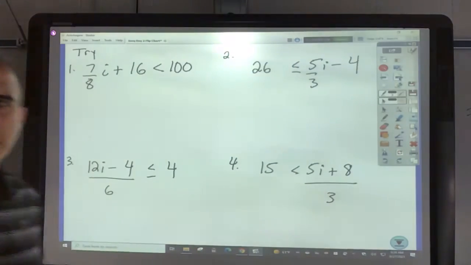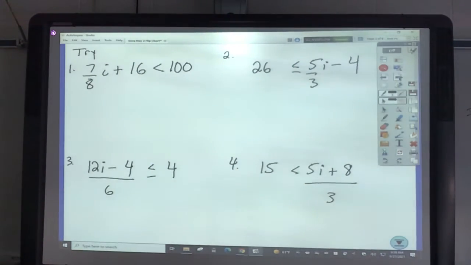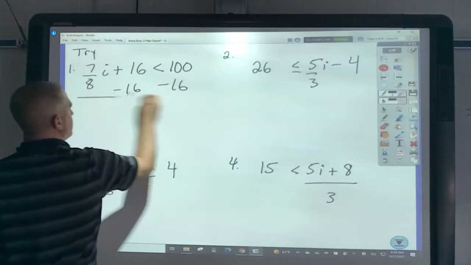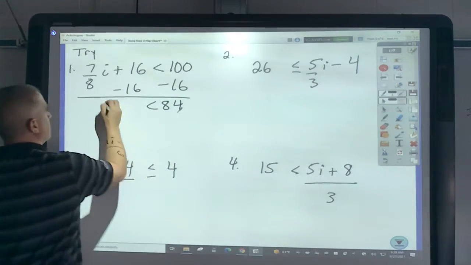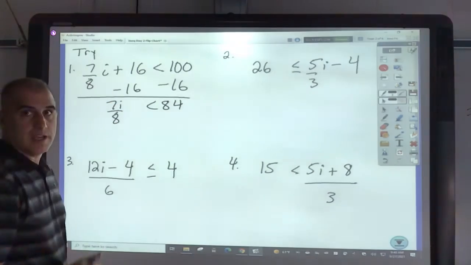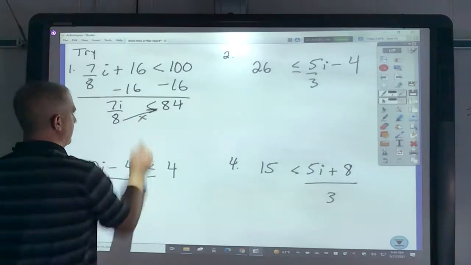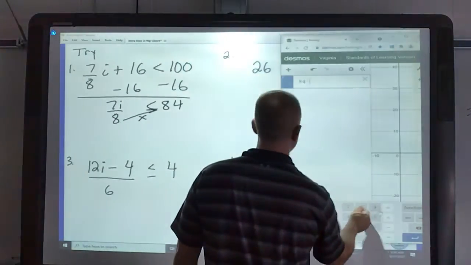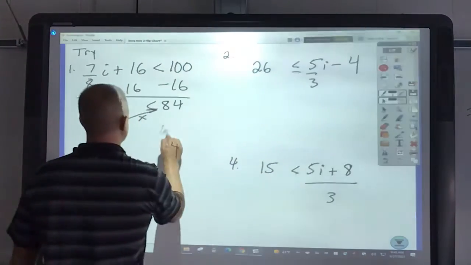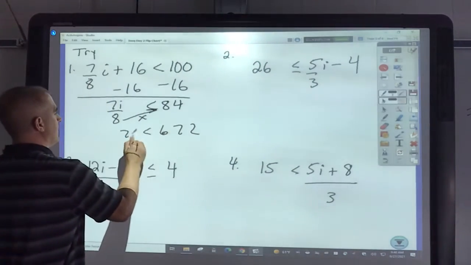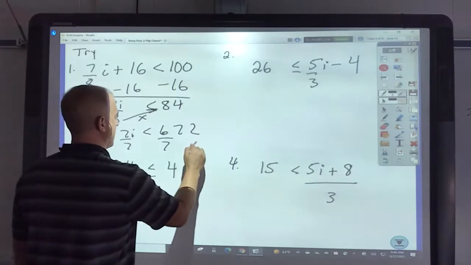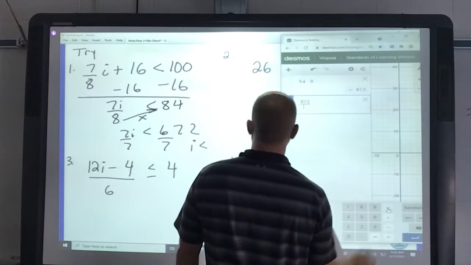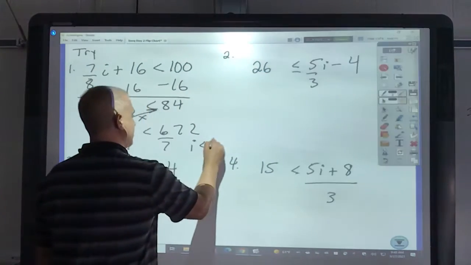Okay, continuation, we got cut off on that last one. So we're going to go ahead and try these. This one I would subtract 16, that's going to be 84. Okay, and at this point I'm going to cross multiply. 84 times 8 is 672. So the 7i, divide by 7. I got i less than 672 divided by 7, which is 96.